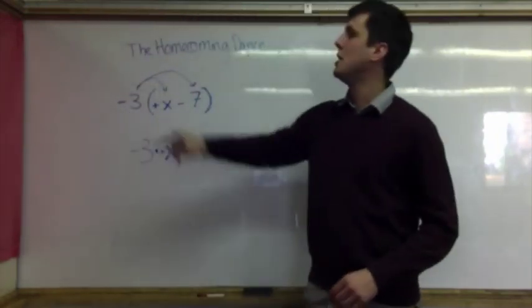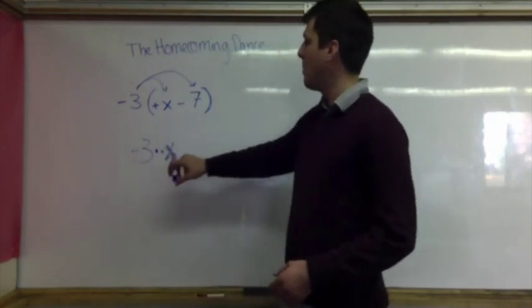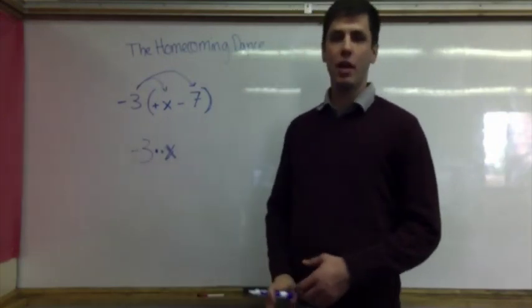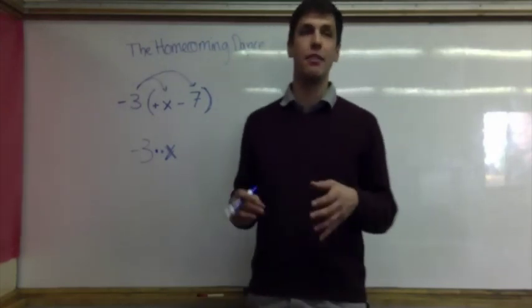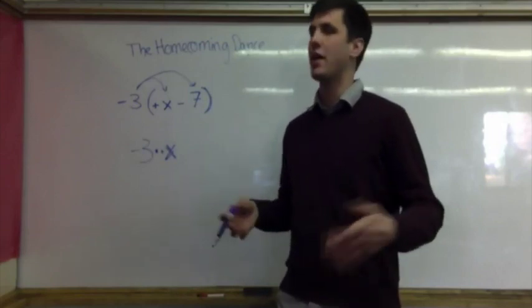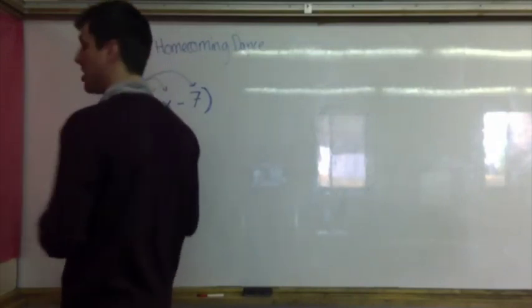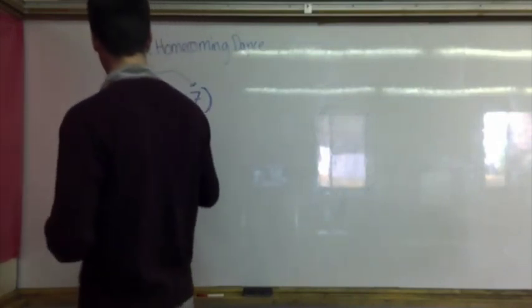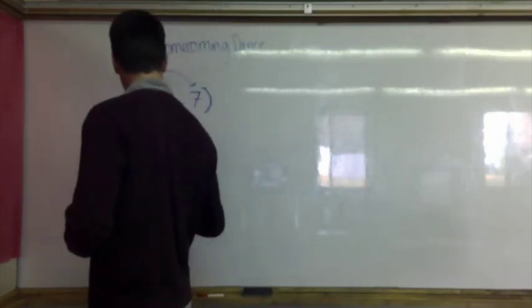So -3 and positive X multiplied together. A negative and a positive is going to make for a negative experience. The reason why is because when a negative person goes with a positive person, they don't like each other much. So the overall experience is bad for both of them. So the term is a negative. And then we have 3 times X. So -3X.